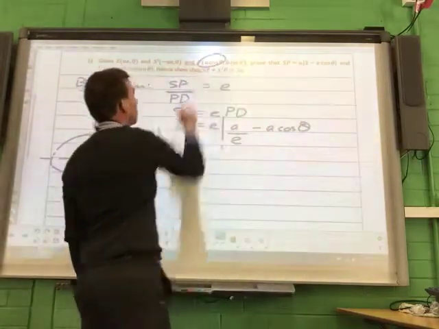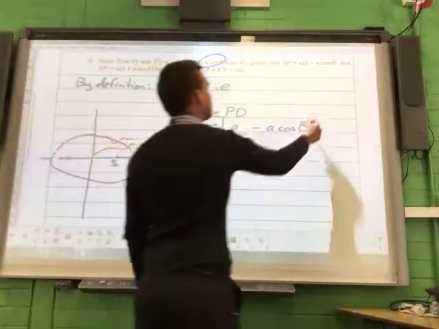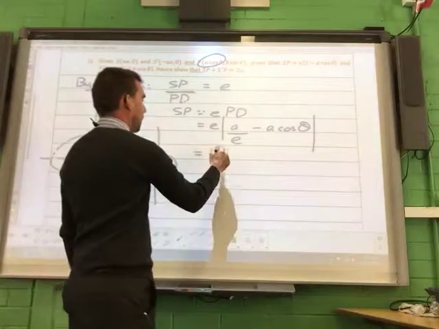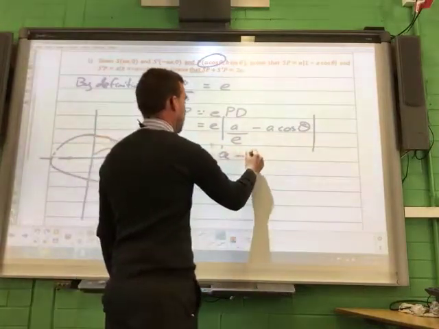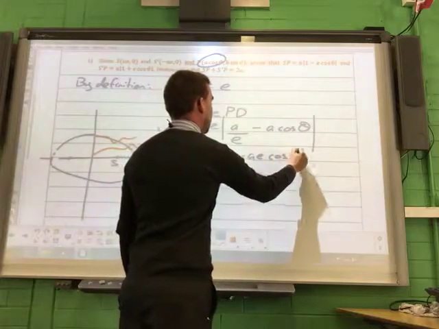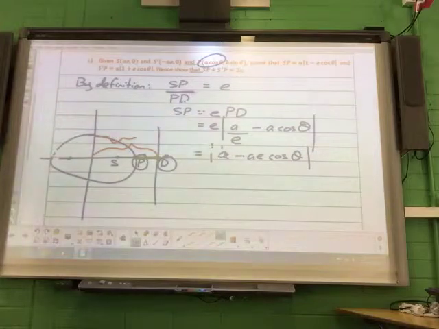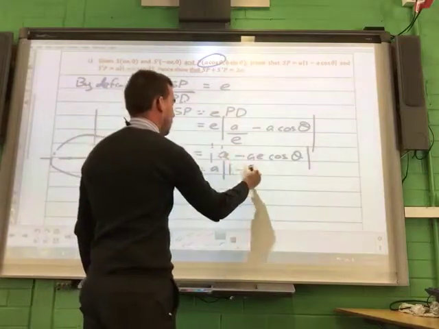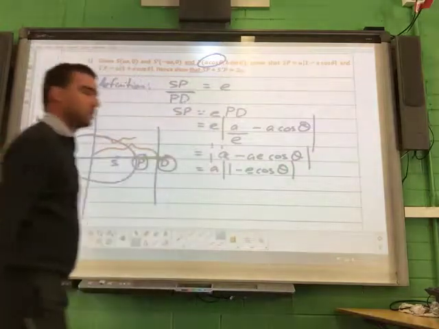Okay, because I've given you that coordinate. So it equals the absolute value of A minus AE cos theta, which is A(1 minus E cos theta), absolute value.